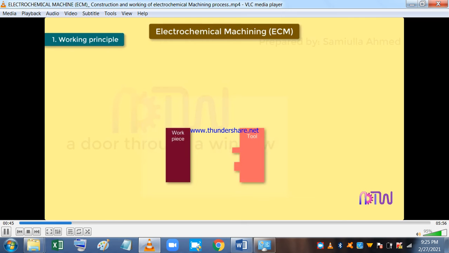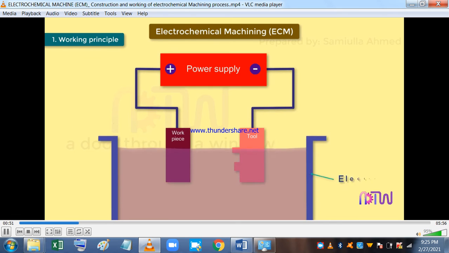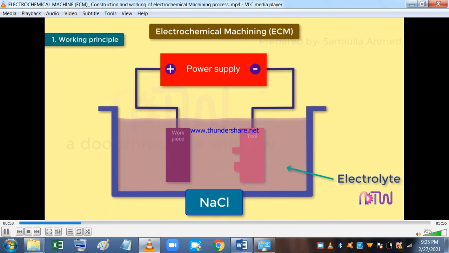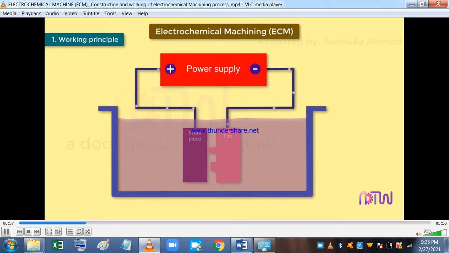Working principle. Two electrodes, the anode connected to the positive terminal and the cathode connected to the negative terminal, are immersed in an electrolyte, such as NaCl. When voltage is applied across the two electrodes, material removal from the anode starts. The anode and cathode are placed very close to each other without touching. In ECM, the material removal takes place at the atomic level, so it produces a mirror finish surface.